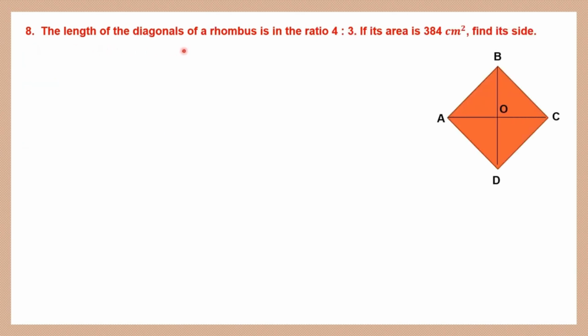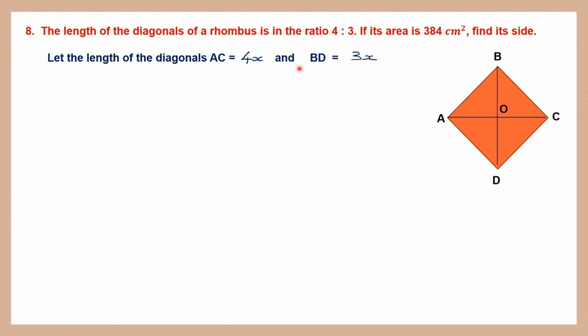Question 8. The length of the diagonals of a rhombus is in the ratio 4:3. And if its area is 384 centimeters square, find its side. So we have to find the side of this rhombus. So let's take the diagonals as AC and BD and let it be 4x and 3x based on the ratio. So let AC be 4x and BD be 3x. If we can find the value of x, then we can find the length of these two diagonals.